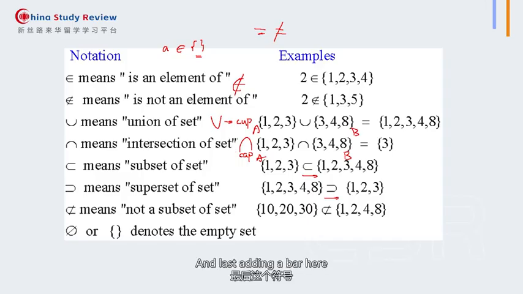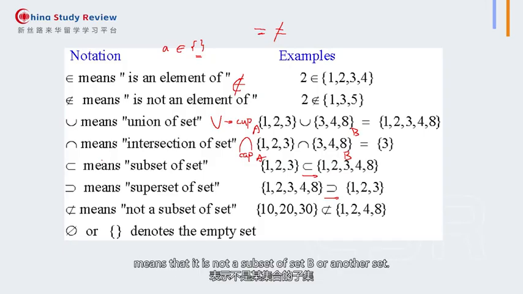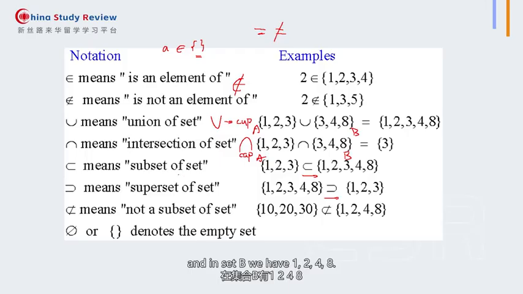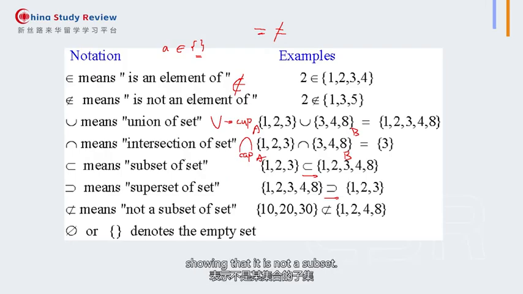And then, adding a bar here, just like the one in "is not an element of". Adding a bar to the subset symbol means that it is not a subset of set B or another set. Here you can see that in set A, we have elements 10, 12, 20, and 30. And in set B, we have 1, 2, 4, 8. It is very clear that set A is not a subset of set B. So this is how you use it: you use a U that looks exactly like a subset, and then you put a bar on it, showing that it is not a subset.